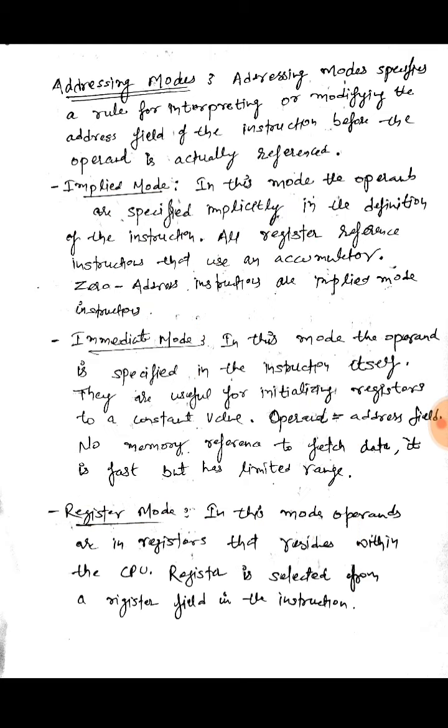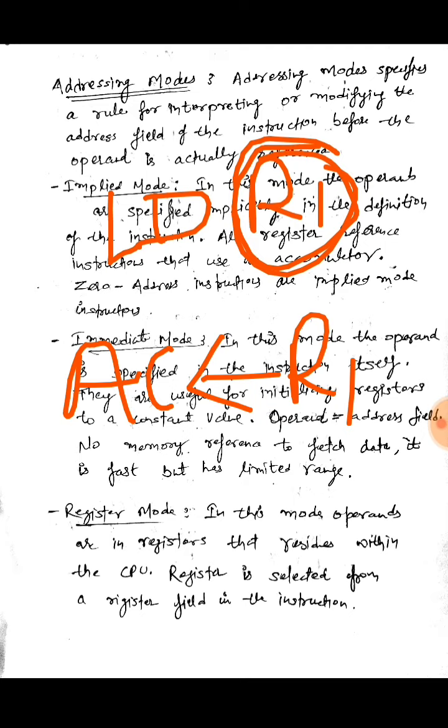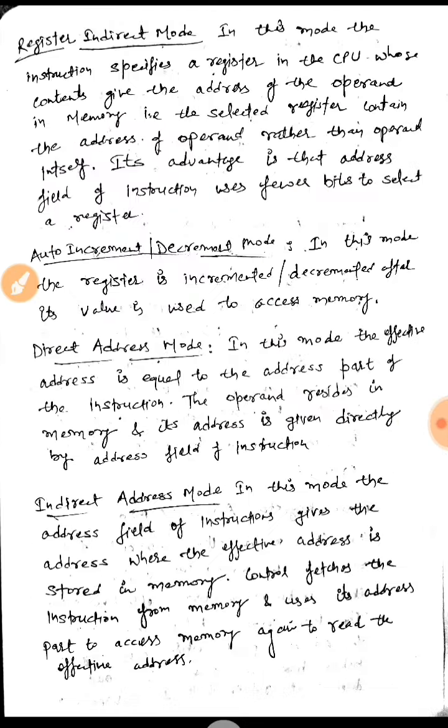So let's say if I have LOAD R1, it will load the data in R1, that is, the accumulator will be loaded with the data of R1. So the effective address in this case will be the address of the register. So this is the register mode.